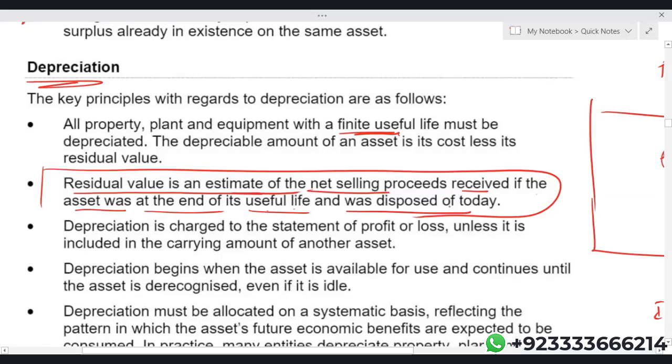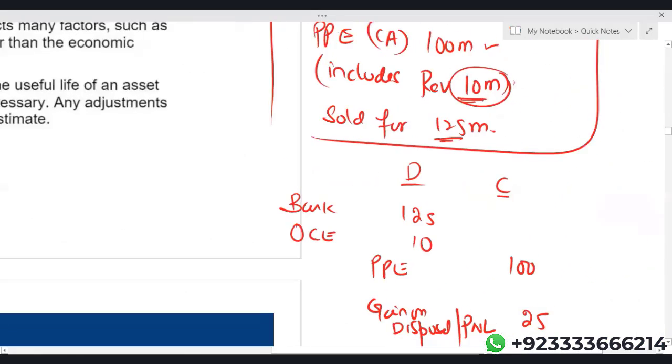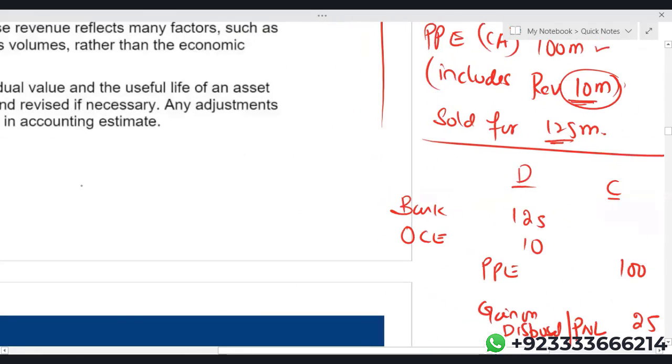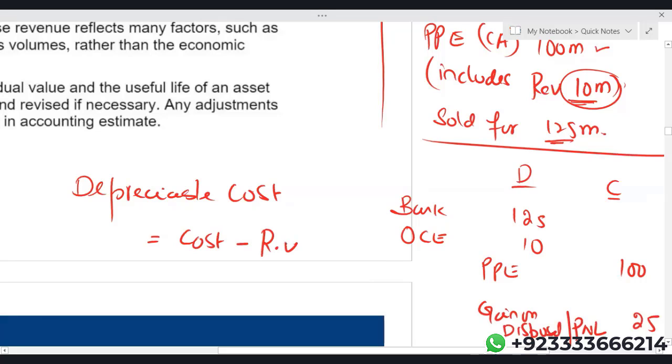Now the question is, what is the importance of residual value? Let me explain. There's one concept called depreciable cost. Students, can anyone tell us? Can I say depreciable cost is equal to cost minus residual value? Depreciable cost is actually equal to cost minus residual value.